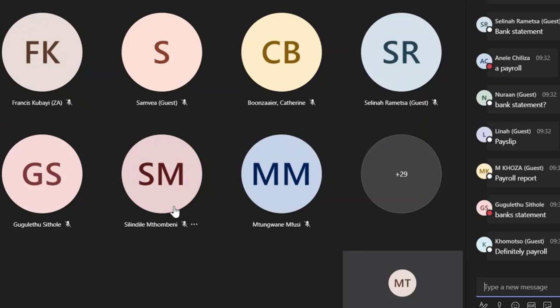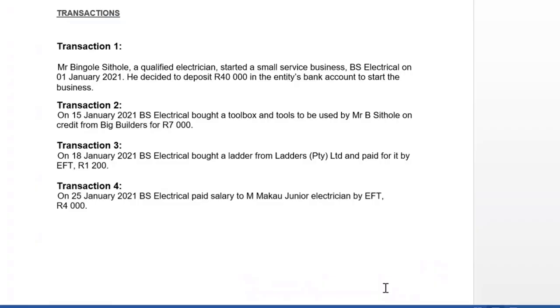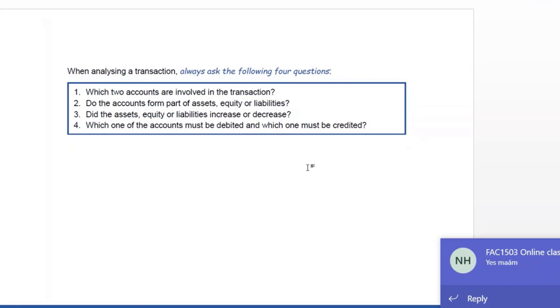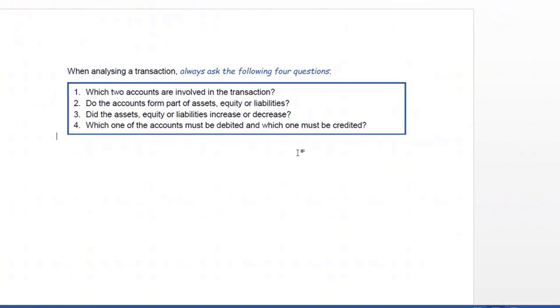So at the present moment, when you have a source document, how do you apply the double entry principle? I want us now to apply the double entry principle using these four transactions. This is how I want us to apply it. When analyzing a transaction, always ask the four questions. Which two accounts are involved in the transaction? Do the accounts form part of asset, equity, liability? Did the asset, equity, liability increase or decrease? Which one of the accounts must be debited and which one must be credited in the general ledger?